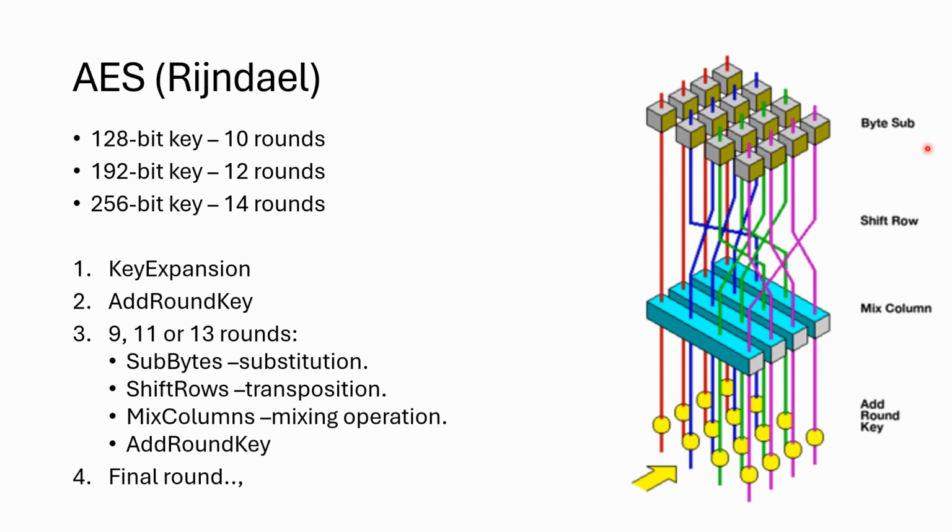You have byte sub, shift row, mix column, and then you add your round key. So the sub byte, for example, is a substitution operation, and then shift rows is transposition. So you see how these work together to give us a secure algorithm. So that's really the takeaway here, is those principles being combined.